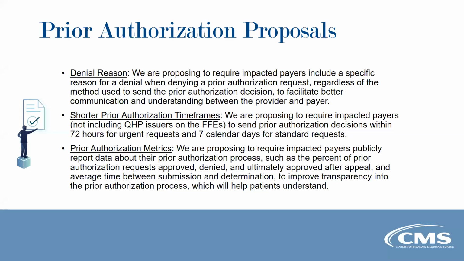Then finally here, we had proposed that certain prior authorization metrics be put in place, that the payers would report on their website certain metrics about their performance around prior authorization. So for example, the percent of prior authorization requests that were approved or denied, or that were ultimately approved after an appeal. This is to give more transparency upfront to patients and providers that are working with a particular payer, for them to understand how a particular payer operates and what their standards and their metrics are around prior authorization approvals in the process, and give a little more transparency in that regard.